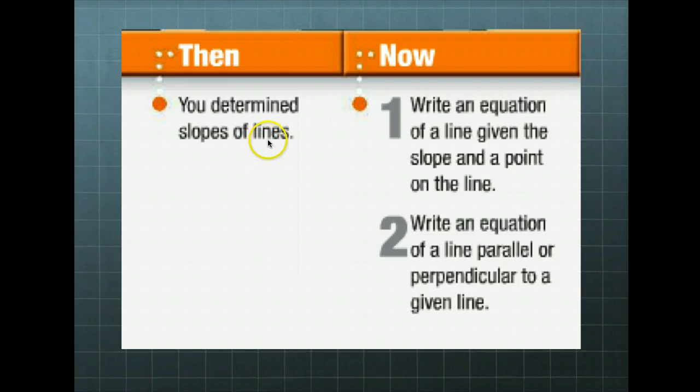Previously, you determined slopes of lines, and today we're going to write an equation of a line given the slope and a point on the line. And then secondly, we're going to write an equation of a line parallel or perpendicular to a given line. This should be pretty much a review of what you've done before, so we'll just go very quickly through it.